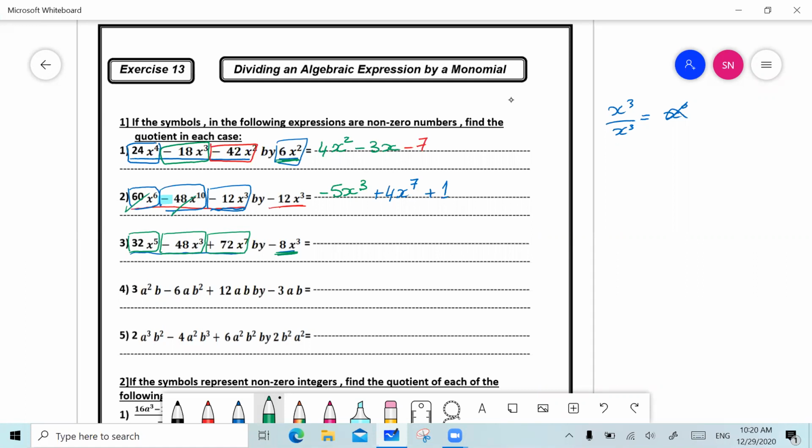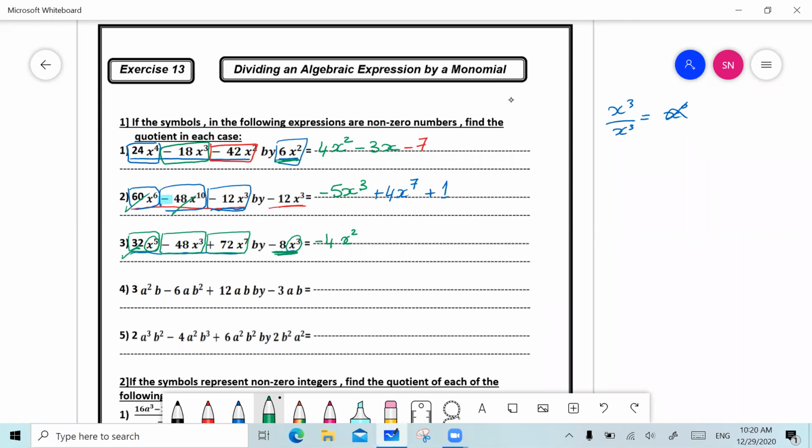Now we have 32. I'm going to divide it by negative 8. 32 divided by negative 8 is equal to negative 4. x to the power of 5 divided by x to the power of 3, we subtract the powers. So it's going to be x to the power of 2. We finished the first term.